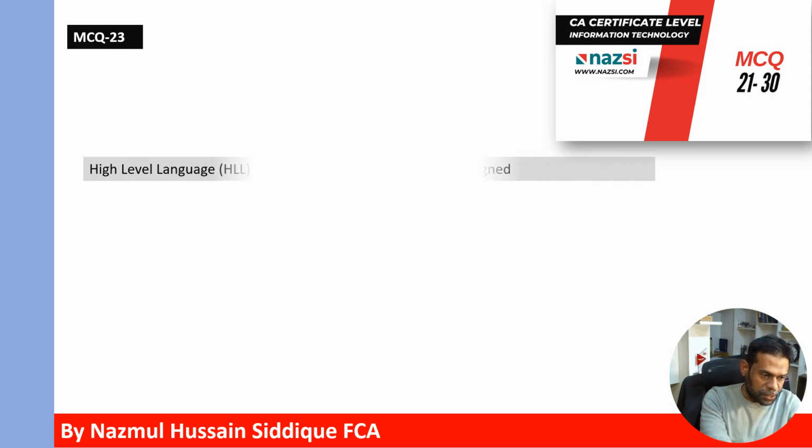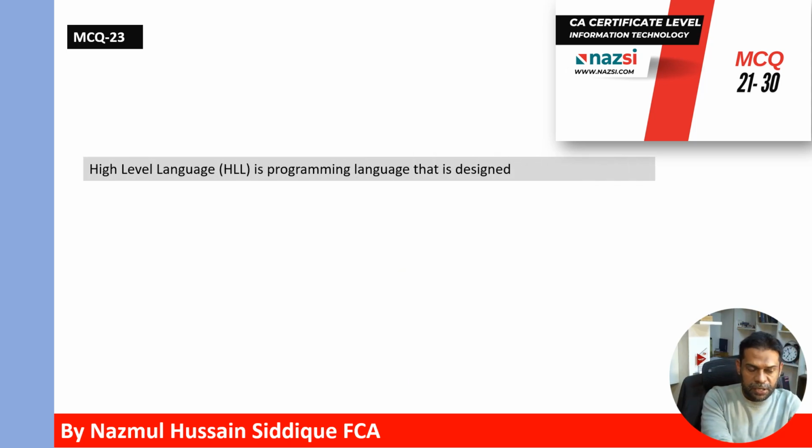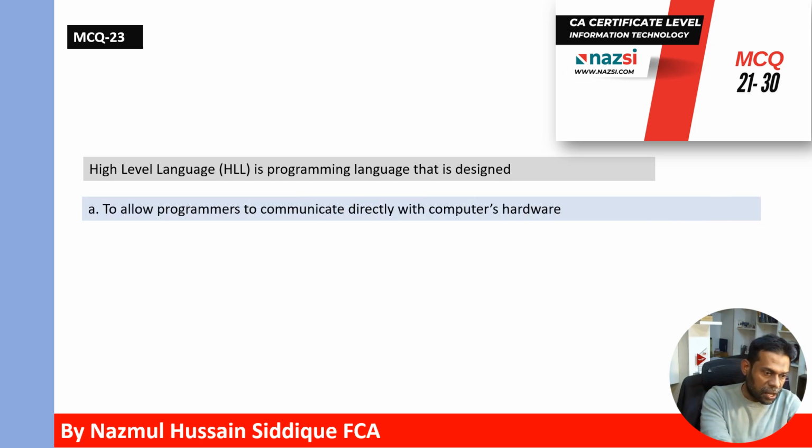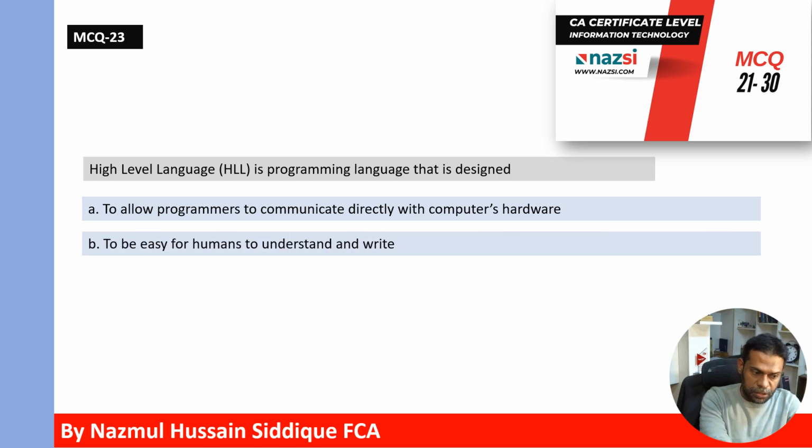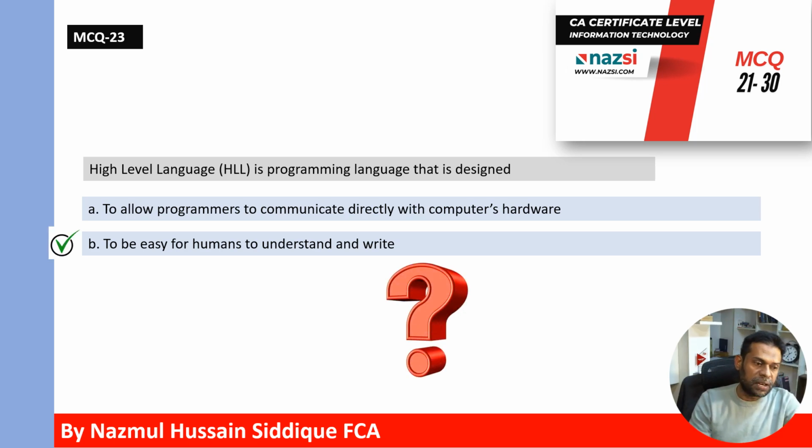MCQ 23. High-level language is programming language that is designed to allow programmers to communicate directly with computers' hardware or to be easy for humans to understand and write. Which one is correct? Number B is correct. High-level language is programming language that is designed to be easy for humans to understand and write.